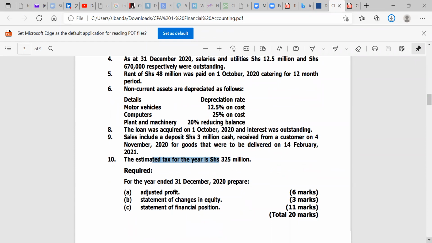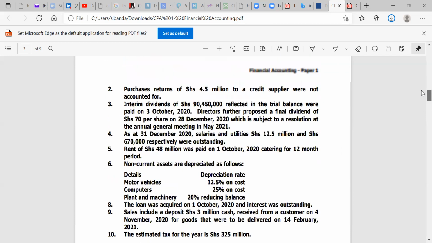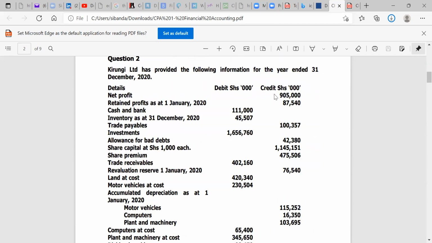Now, for this question, I want you to look critically. Remember, the question asked you to prepare the adjusted profit, the statement of changes in equity, and the statement of financial position. Now, most questions will ask you to prepare the statement of profit and loss. But in this case, the examiner was a bit different. He said, let me give you the profit, and then you calculate the adjusted profit.